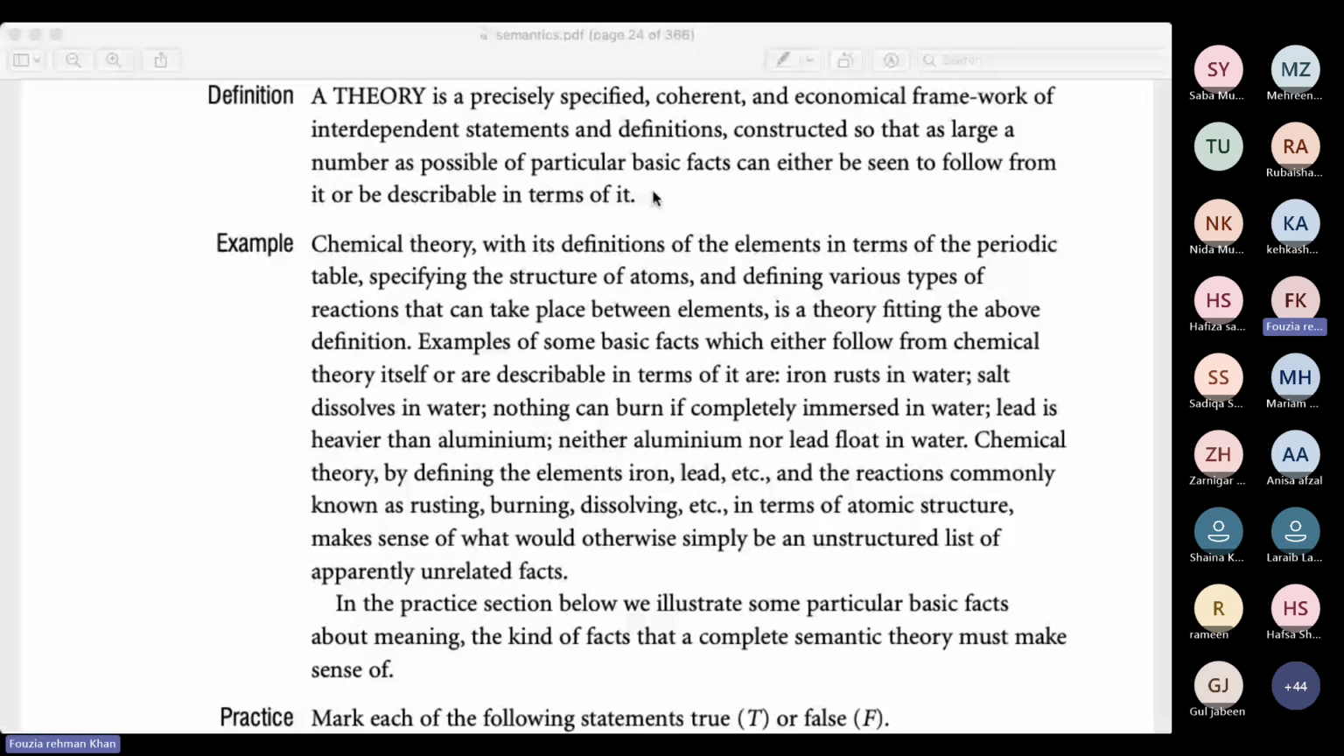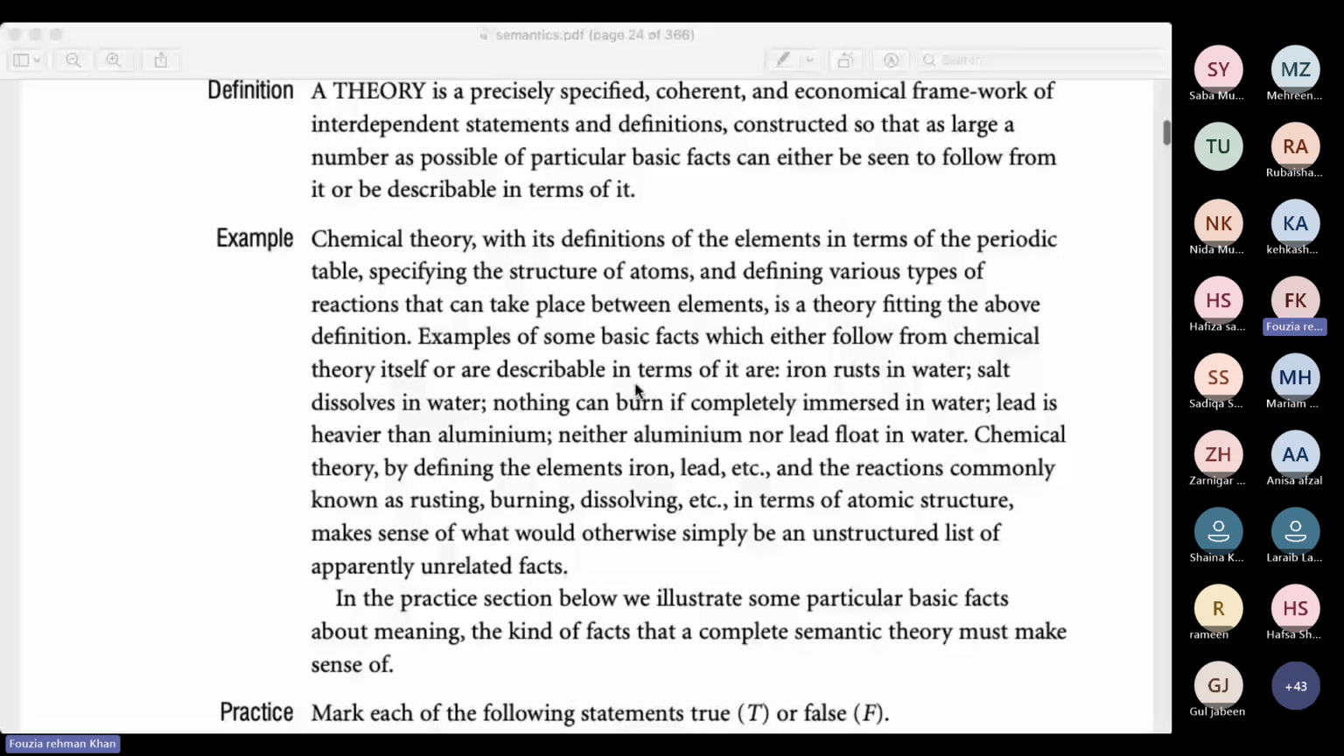Any theory, whether a physical theory, a chemical theory, or any other, is like this. Theories are basically brief. They consist of certain statements which state facts, and these statements are in a coherent order. They formulate a certain order. We are not right now talking about semantic theory, but this is a simple definition of theory. You can just read it. We don't have to rote learn it or take it very seriously. It's just the definition because it was there in the book, so I just read it out.